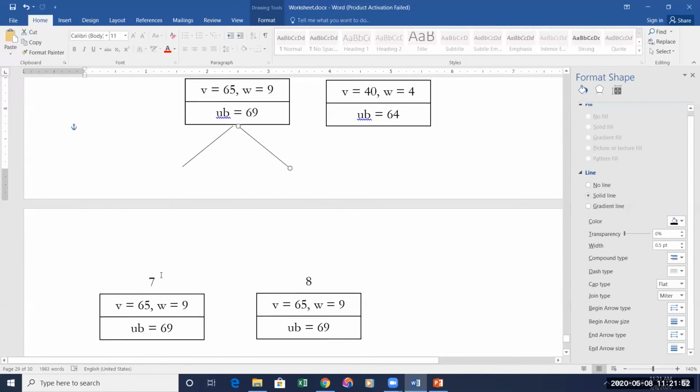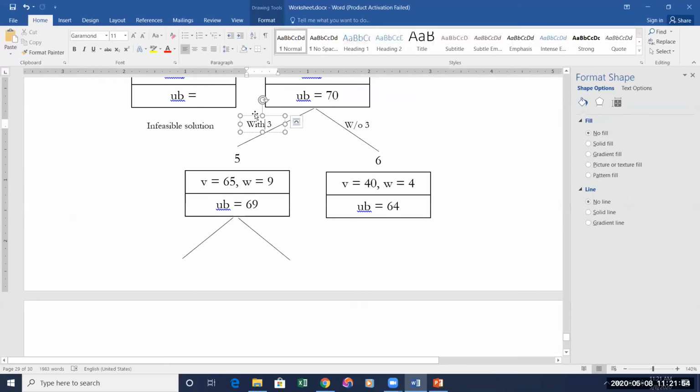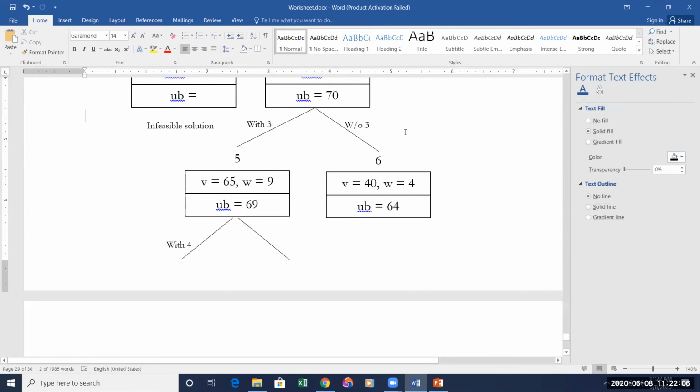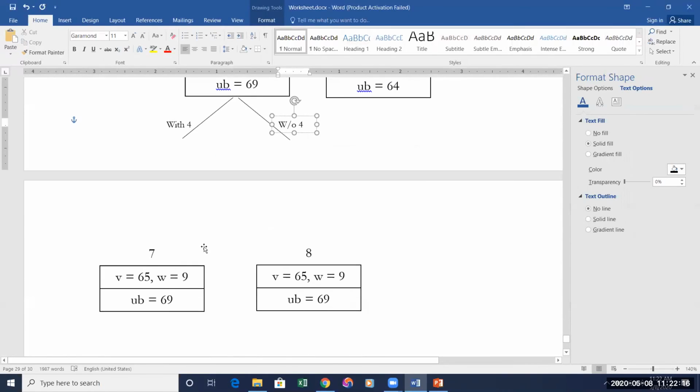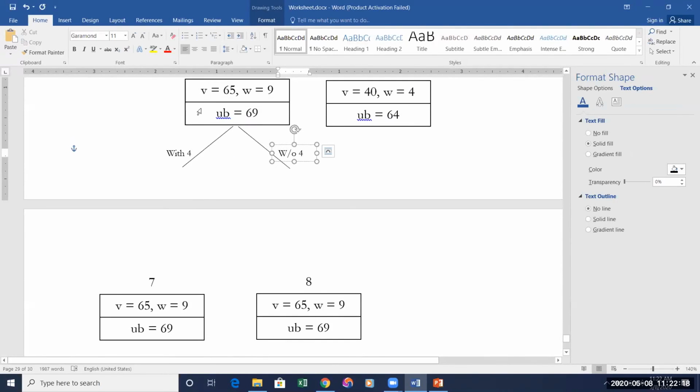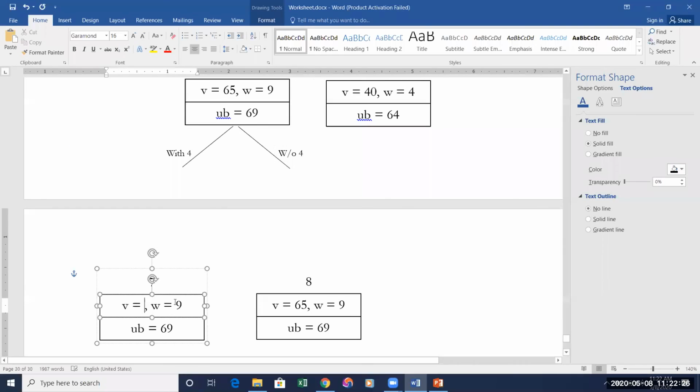Seven and 8. Okay, now what is this 7? It is with 4. 7 is with 4. And the right one is without 4. Okay, with 4, with item number 4. So weight is 9 already. If you include the item number 4, what is the weight?